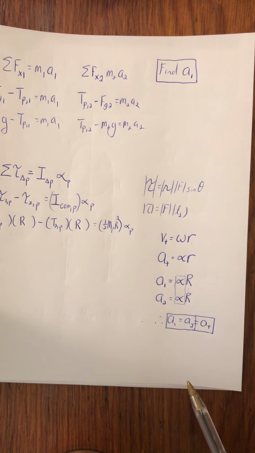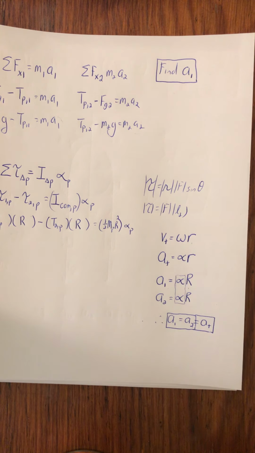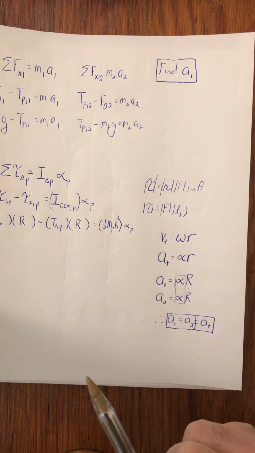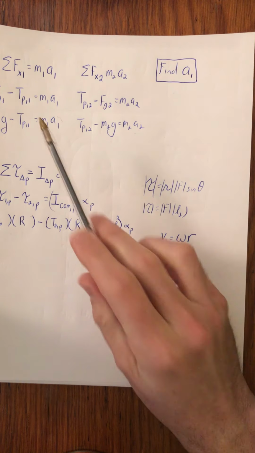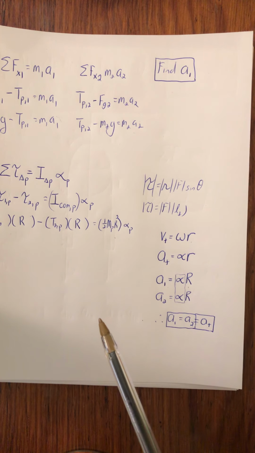Okay, so what are we going to do here now that we know we have a link between A1, A2, and alpha? Well, unfortunately, what we're going to do is a lot of algebra. We have to plug everything in to solve for A1. And the way we're going to do that in general in these problems is all the linear stuff is going to find its way into the rotation stuff.